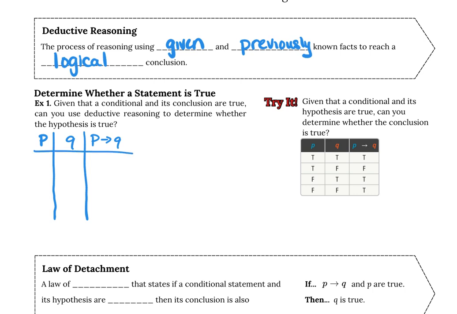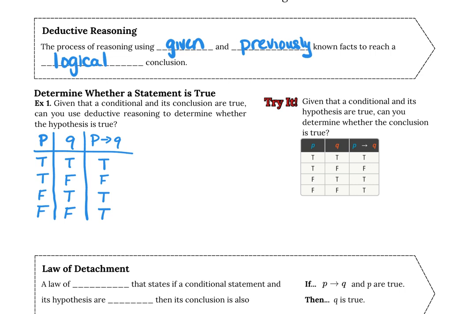Okay, so if our hypothesis is true and our conclusion is true, we know that our conditional is true. If our hypothesis is true but our conclusion is false, we know that the conditional is false. If the hypothesis is false, but the conclusion is true, then the conditional is true. And then last, if our hypothesis is false and our conclusion is false, then the conditional is true. Okay, so this is our truth table.